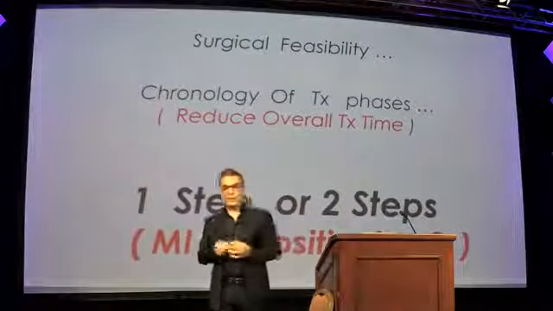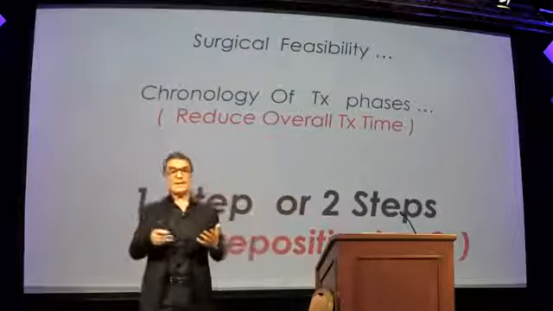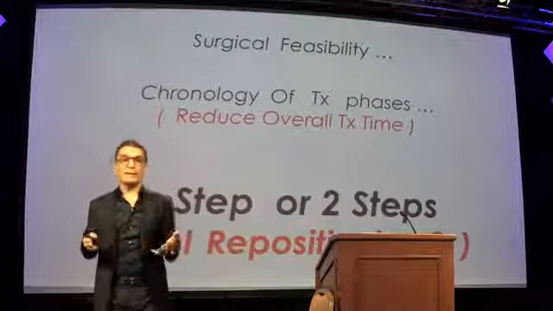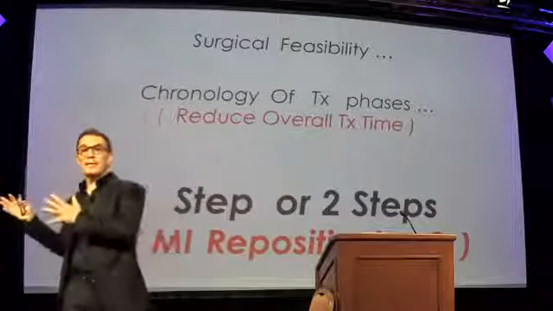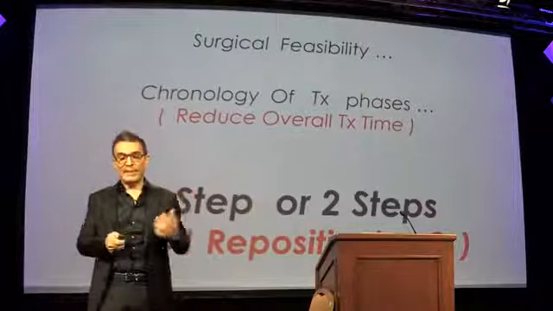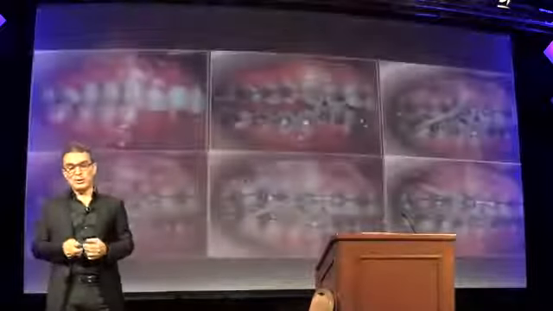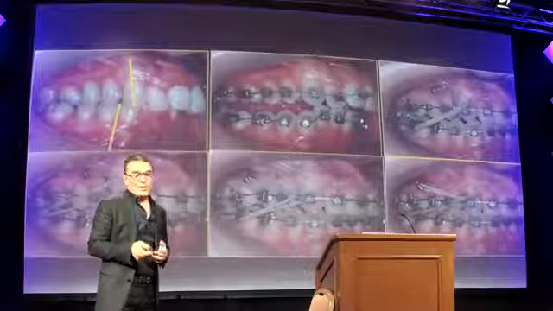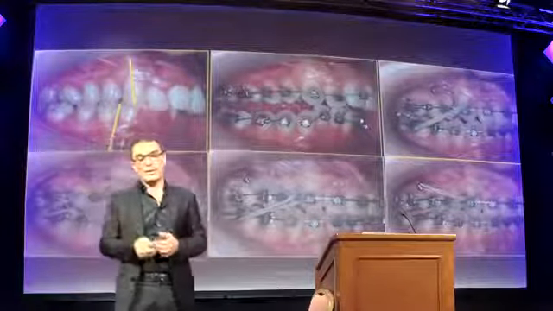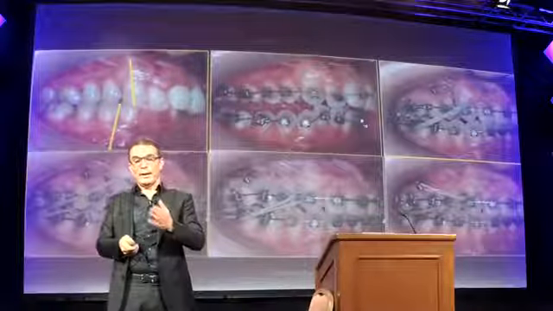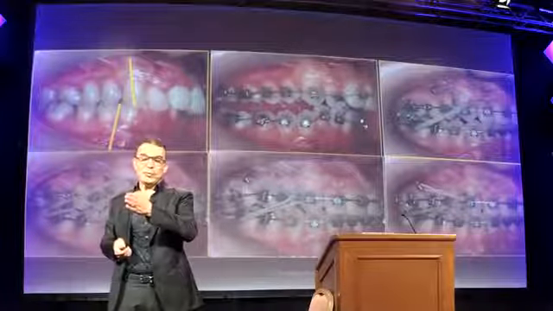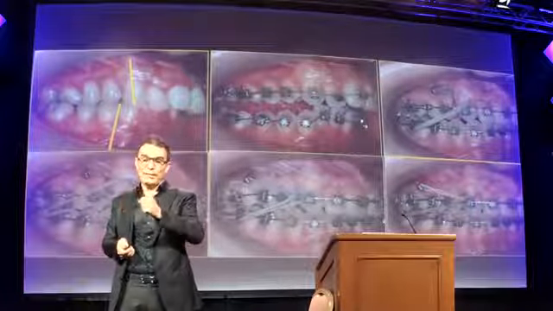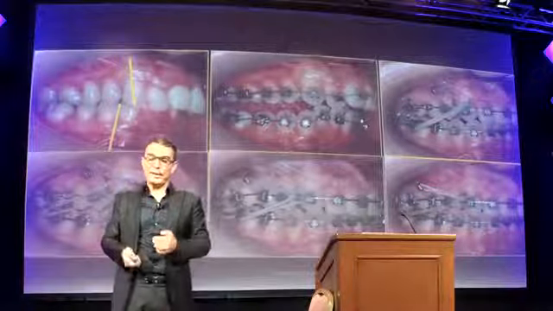Now I was talking a little rapidly about 1 step or 2 steps. When do we need to remove our mini screw and place it in another site, in another place? Let me show you this example here. You see we have a full class 2, a full molar class 2 and canine class 2. In this case, we are first in the initial phase, placing a mini screw between 4 and 5 and distalizing the molars. Everyone can see that?